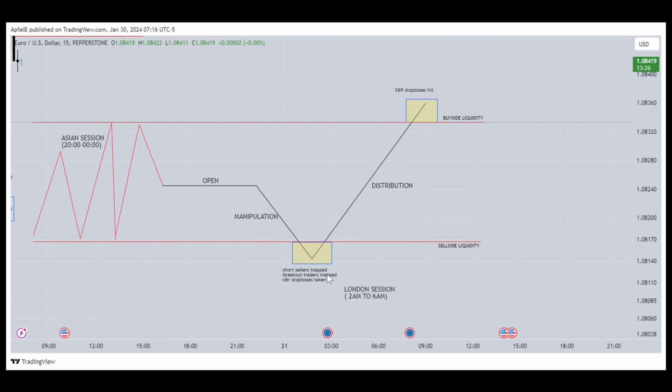So they sell around here when the market is retesting, but then the market continues to buy. They also get trapped, and also the market traps the support and resistance traders who put their stop losses around here, thinking that this is stronger support. So they also get trapped, and then the market quickly turns to attack the buy side liquidity. So let's continue.